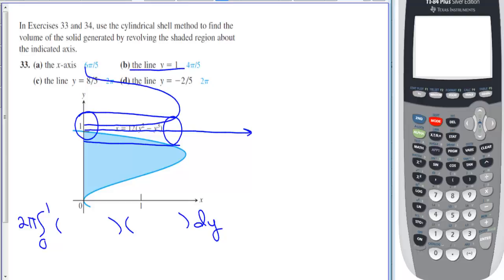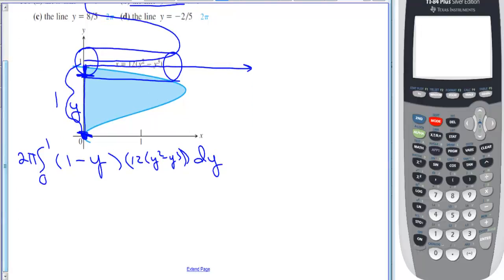Remember, y values go from the x-axis. So the y value is from here to this edge right there. That's y. But the radius is sitting right here. So to get that y value, we take all of this, which is 1, and if we minus out the y value, we get what is left over. So the radius is 1 minus y. And then the height is exactly the same thing. The height is 12 times y squared minus y to the third.